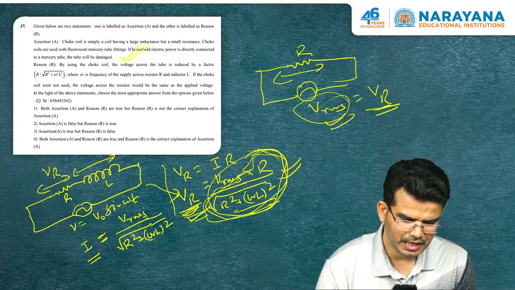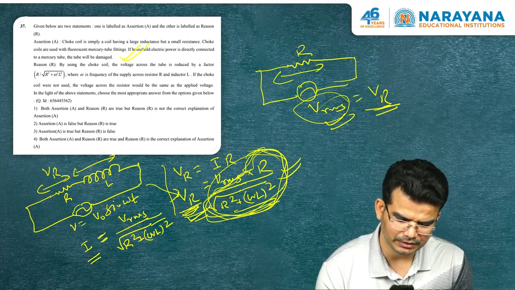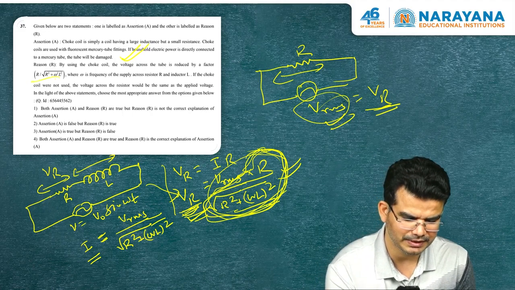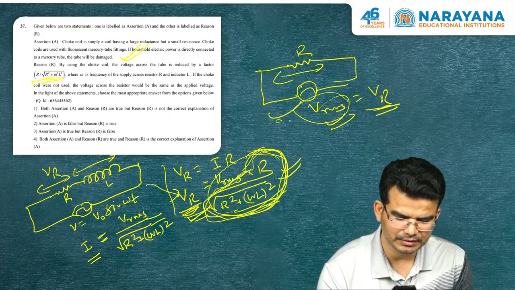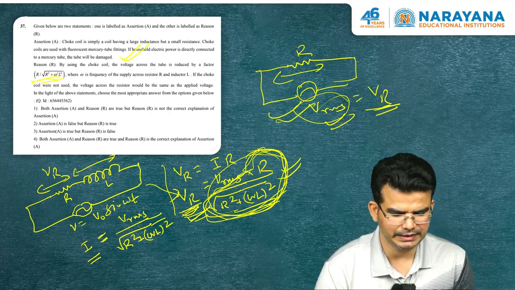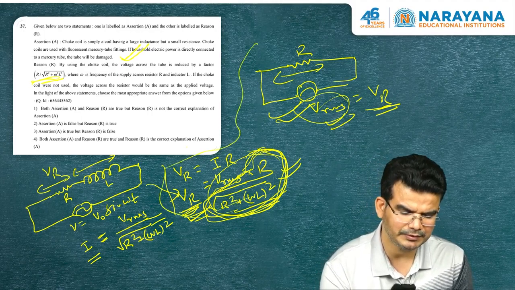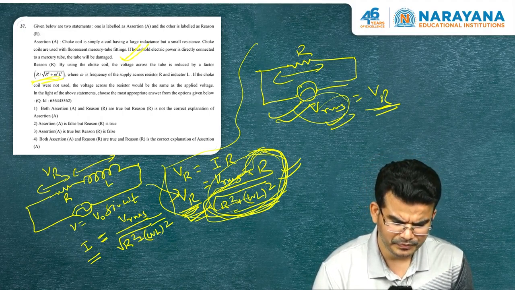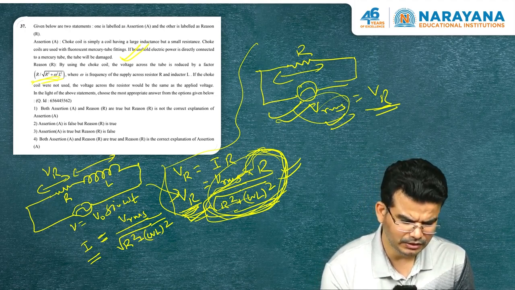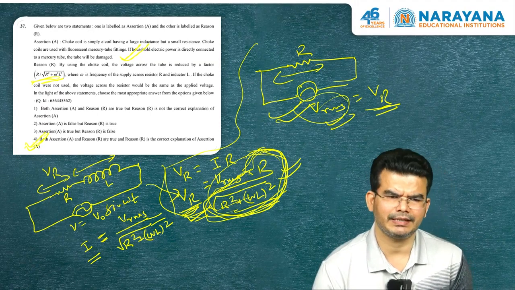Let us come to the second line. By using choke coil, the voltage across the tube is reduced by a factor. Right now only we explained R by root over R square plus omega L square, that is what they have written. And if choke coil were not used, I have explained already. It means the second line is also correct, and the reason is the correct explanation, because of this reason only we explained our first line. So, the correct answer should be assertion is correct, reason is correct, and reason is a correct explanation. Which option is there? I think option number 4, assertion is correct, reason is correct, and reason is a correct explanation, okay, fine.